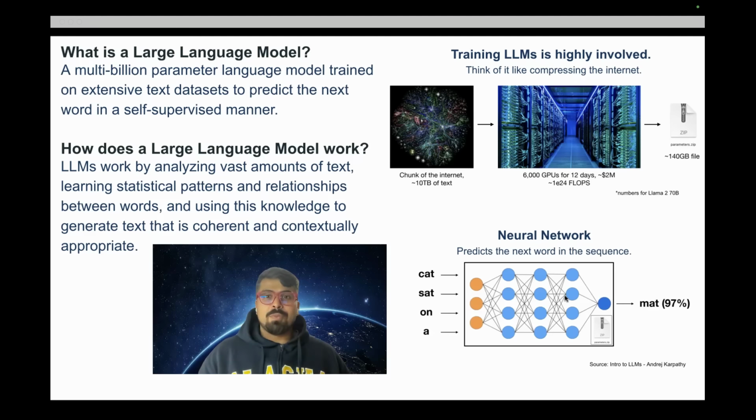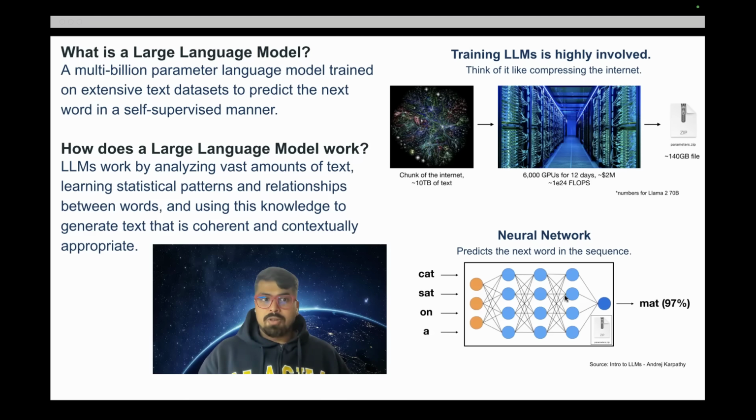Today, we're going to talk about what is a large language model and how does a large language model work. Popular examples of LLMs include GPT-4, which powers the really popular ChatGPT, and Llama 2 from Meta, the open source model that has started to build a lot of traction as well.